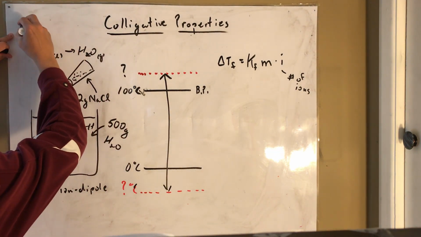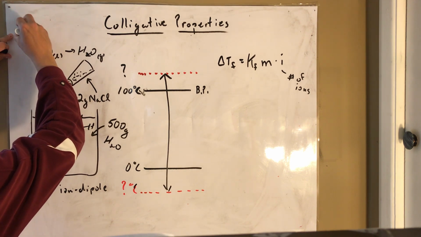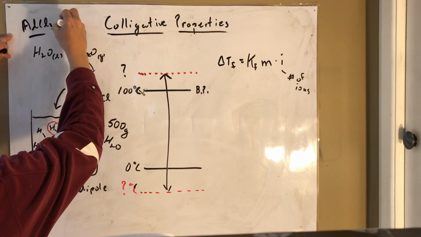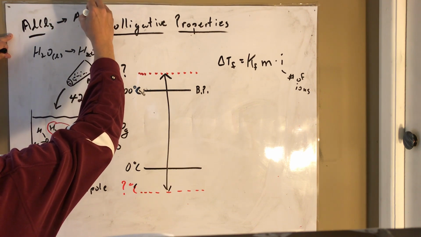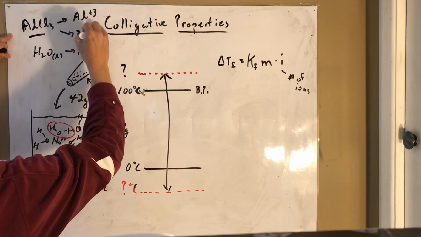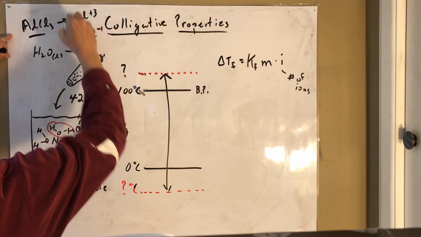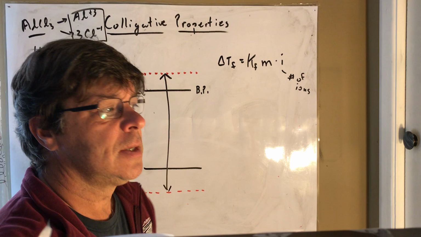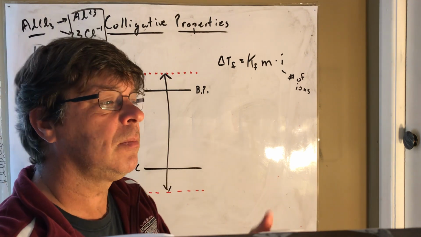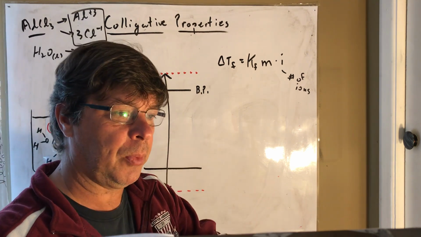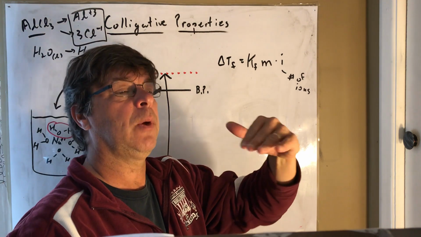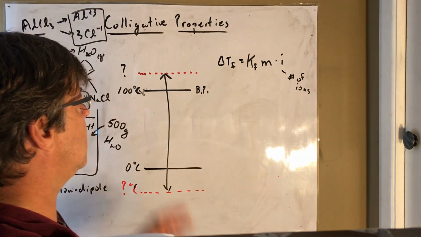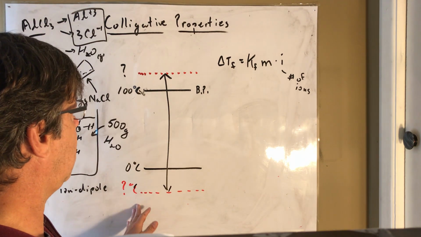If you think about aluminum chloride, when that dissolves, it'll break apart into aluminum ion and 3 chloride ions. So look at that. I would be 4 in that case, okay? So the more ions, the lower we can depress the freezing point, or the higher we can elevate the boiling point. Okay. So let's go ahead and calculate this.